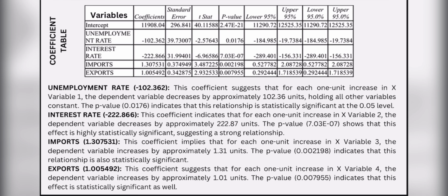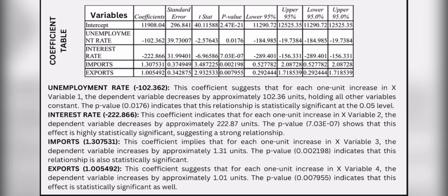And then we have imports and exports, where the imports coefficient comes as 1.307531, which implies that for each 1 unit increase in imports, the dependent variable increases by approximately 1.31 units. And the p-value of 0.002198 indicates that this relationship is also statistically significant.